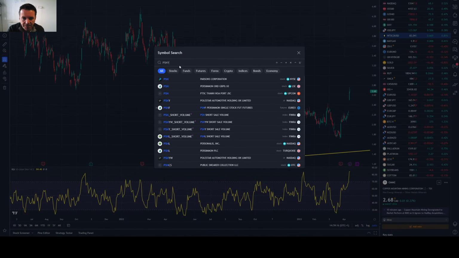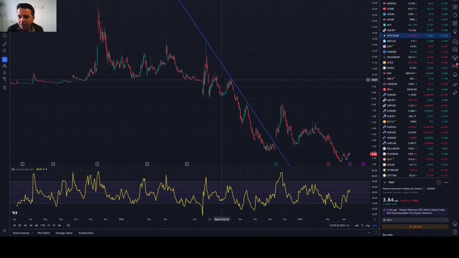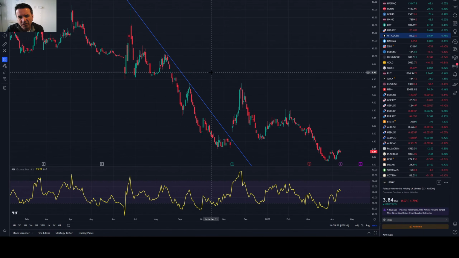Polestar, PSNY. That is Polestar, the car company, isn't it? That was spun out of Volvo. Is it Volvo? It is, isn't it? And is it Geely, the Chinese company, that ultimately owns Volvo, don't they? And quite a few others.